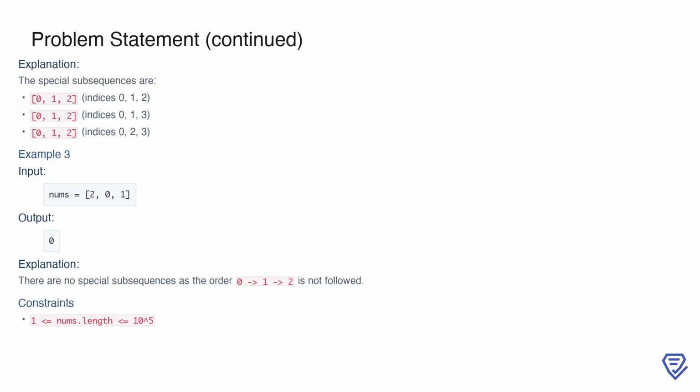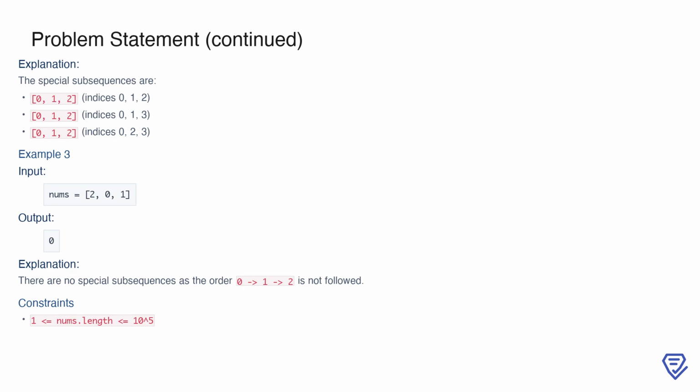Now consider the input 2, 0, 1. In this case, the output is 0, as there are no valid special subsequences. Although the array contains all 3 numbers 0, 1, and 2, the required order of 0-1-2 is not followed. This highlights the importance of maintaining the sequence order when identifying special subsequences.